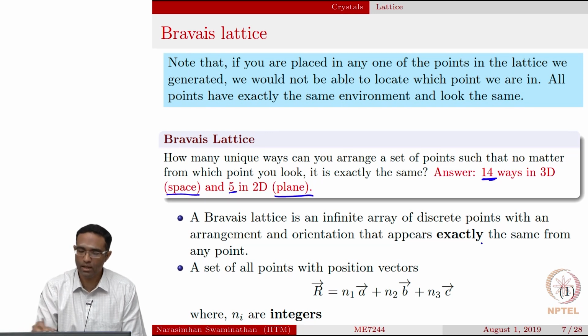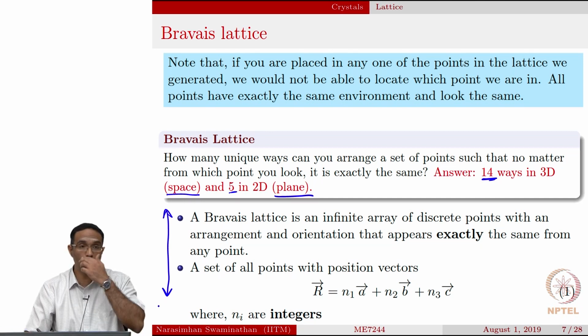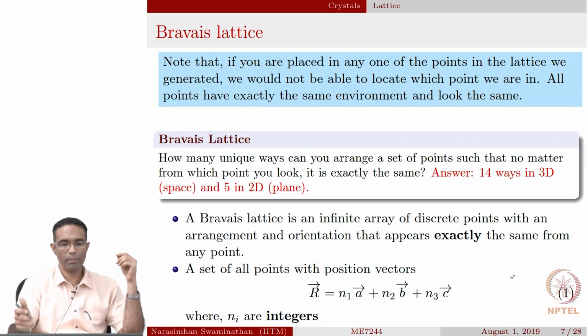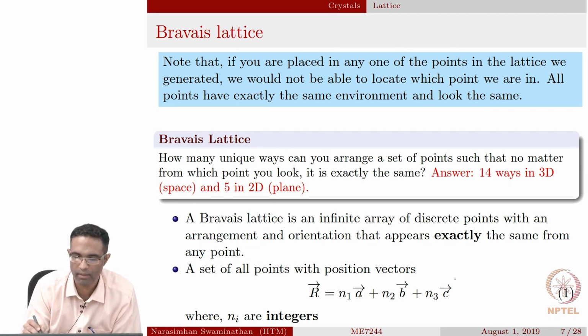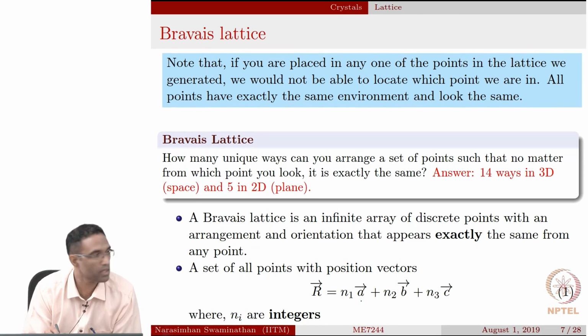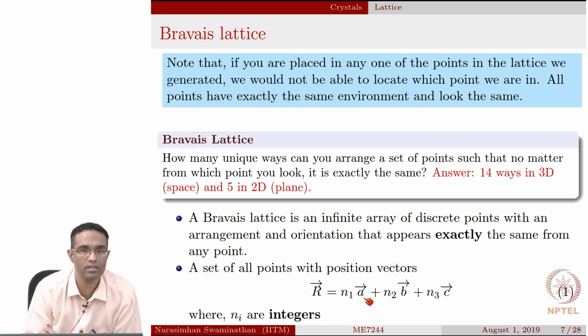Okay. And this is a mathematical manner in which you can talk about these Bravais lattices. If you want to represent this mathematically, this is the way to do it. So, if you have a bunch of vectors A, B and C, and if you have different sets of integers n1, n2 and n3, it is possible for you to obtain the positions of the lattice points using this expression right here. Okay.